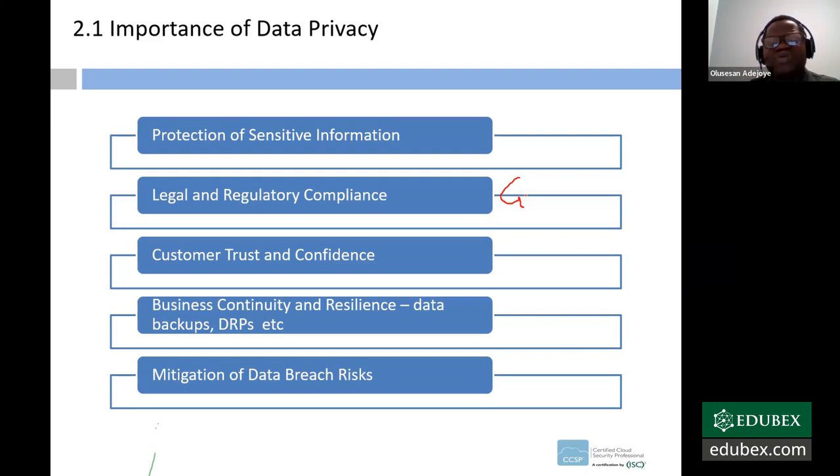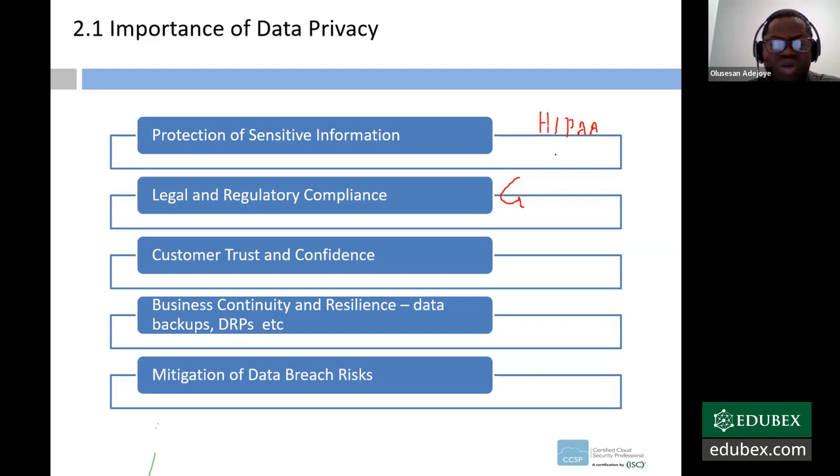In the US, we also have so many sector-based privacy requirements. We have the Health Insurance Portability and Accountability Act, HIPAA. We have the Sarbanes-Oxley. We have the Gramm-Leach Act. So Sarbanes-Oxley is for publicly traded organizations. Gramm-Leach Act has to do with financial records. All these are sector-based regulatory requirements.